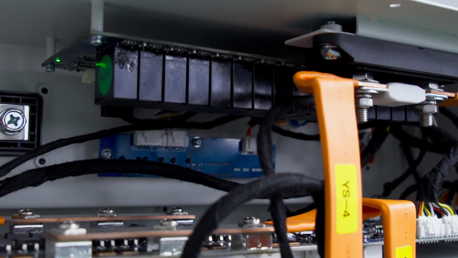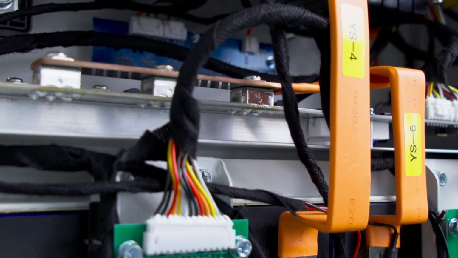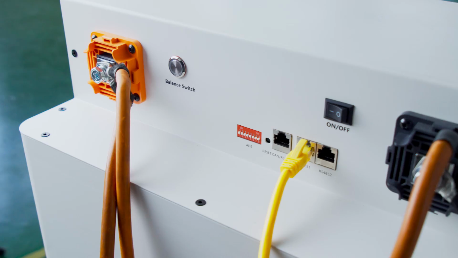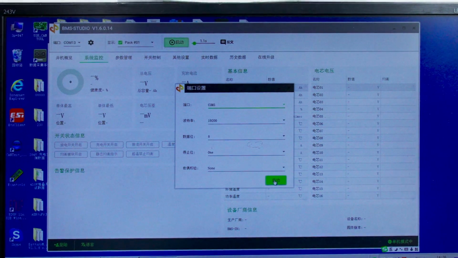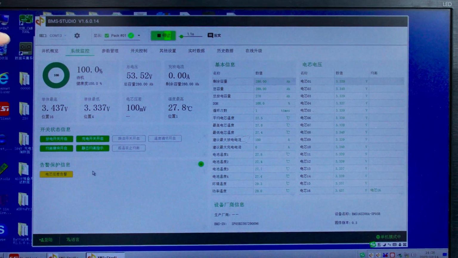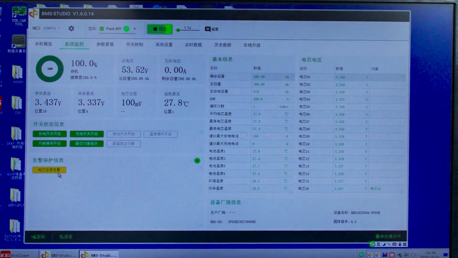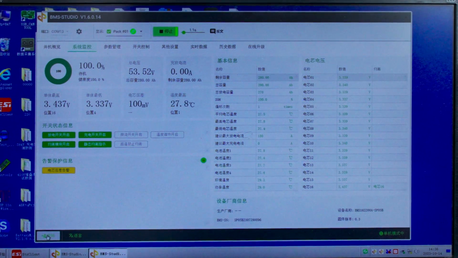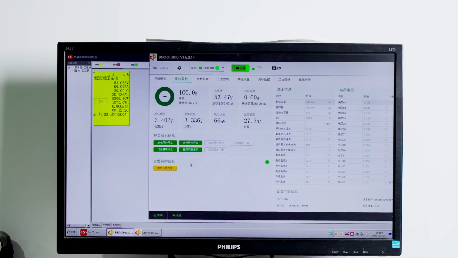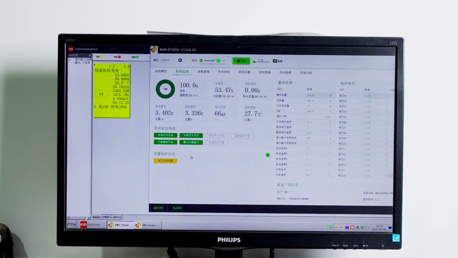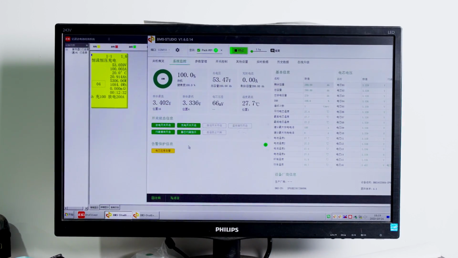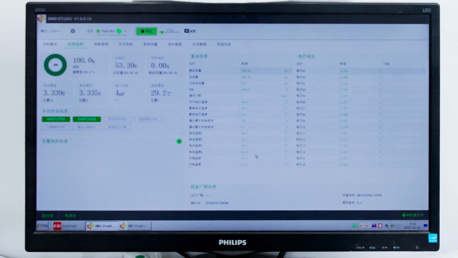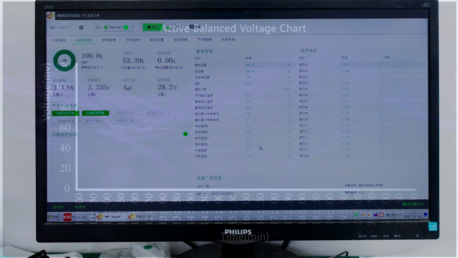Now we have them connected, and let's begin our test. Now we can see the voltage difference is 100 millivolts. Then we turn on the active balance switch, and the balance board is activated. After 2 hours, we check and the voltage difference is down to 66 millivolts. At last, after a night of active balance, the voltage difference is 4 millivolts. Then the battery pack has finished the active balance.